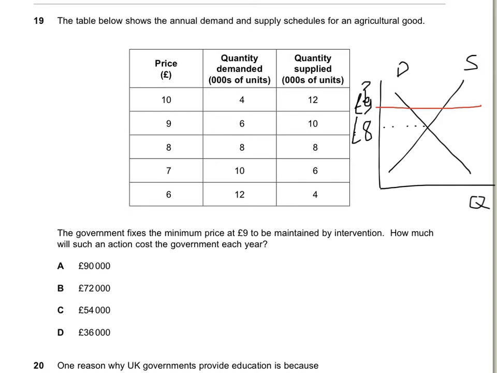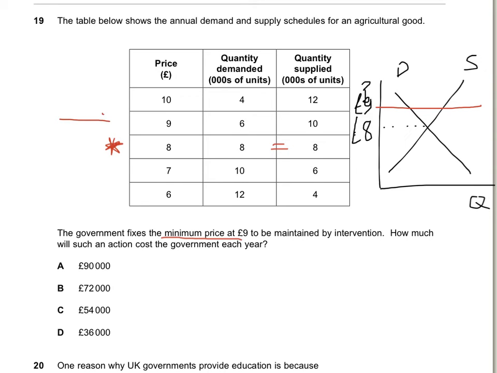19 is another interesting question because it requires you to think about the diagram. So I've drawn a sketch diagram by the side just to try and explain how I'm going to work this one out. The question again is about a minimum price, so it's a government intervention, and this time the government is imposing a minimum price at £9. Now the reason I've drawn the equilibrium at £8 is because I know from this information in the table that at £8 there is an equilibrium. The two values are the same.